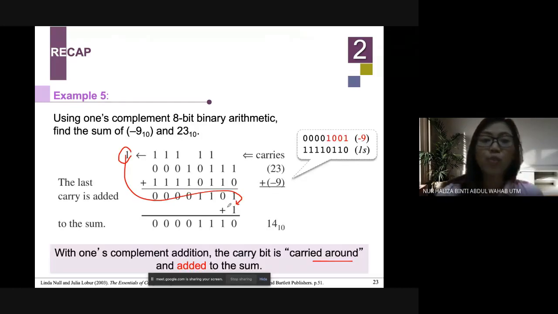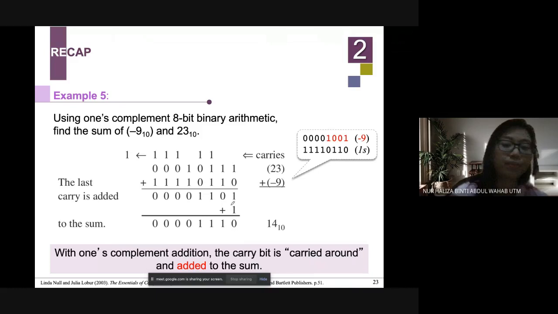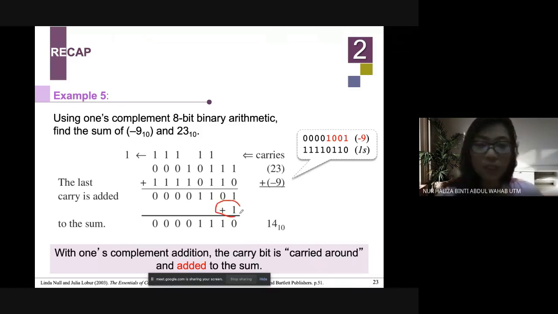So that's why when you add over here, you will get this one, and this should be positive 14 decimal. So what happened over here is basically from above. So this is coming from here.